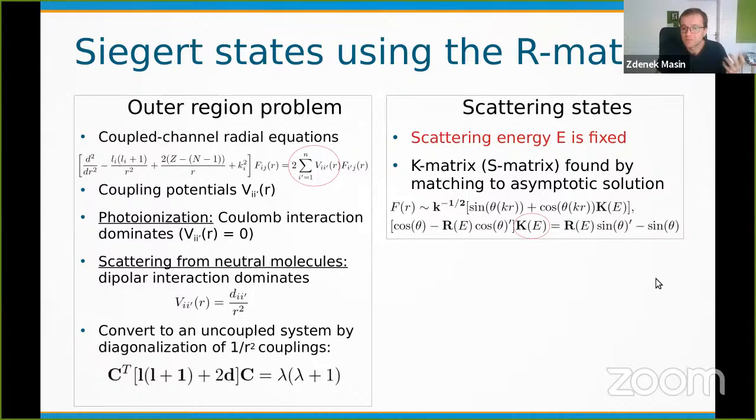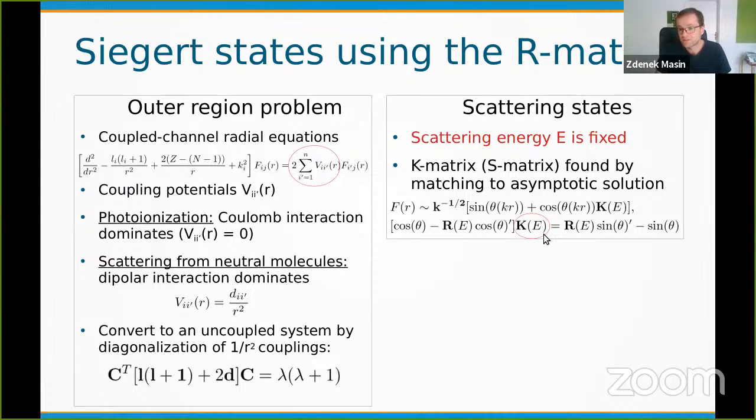So we can compute the scattering states first. We have a scattering state. In this problem, the scattering energy is fixed. And as in the simple one-dimensional problem, we are looking for the K matrix or the phase shifts that then completely describe the solution. So we just use the R matrix matching equation and get an equation for the K matrix.